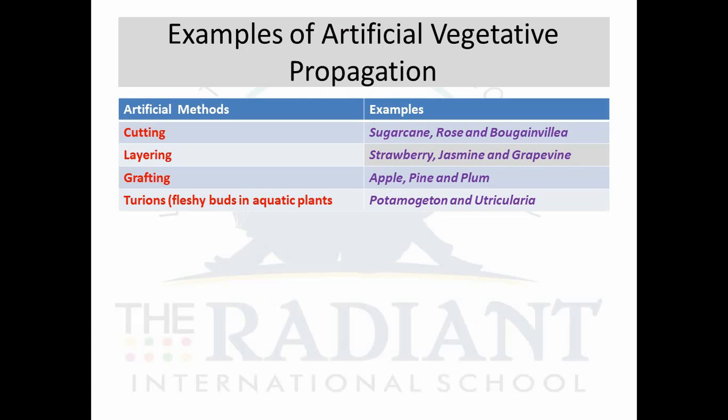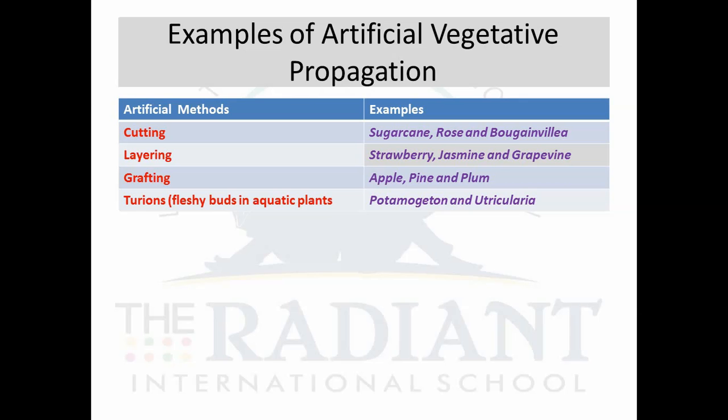here are some examples of artificial vegetative propagation. These are mainly three types. The fourth one is different from these three. The first is cutting, layering, grafting, and turions. Now, what is cutting actually?